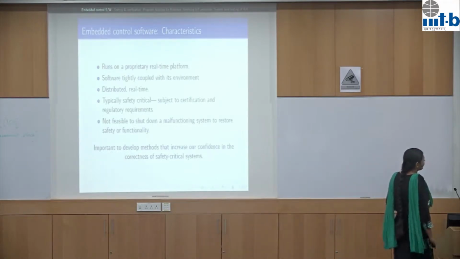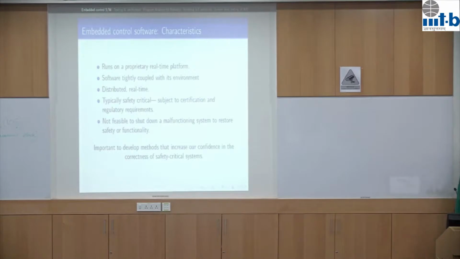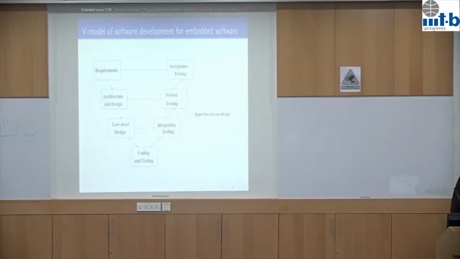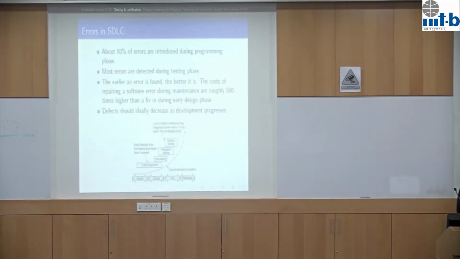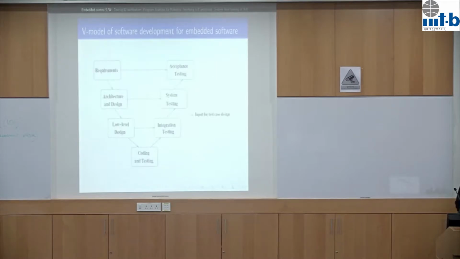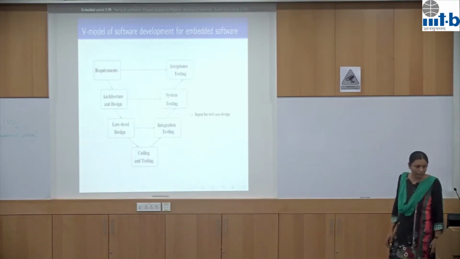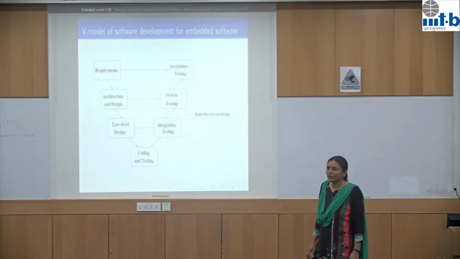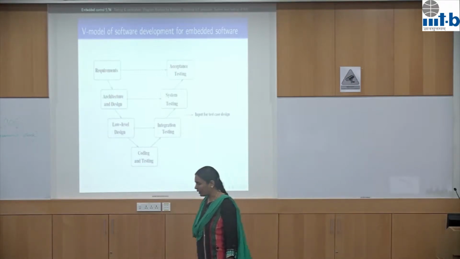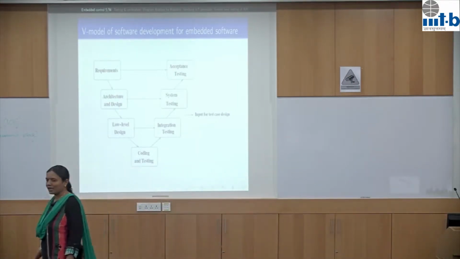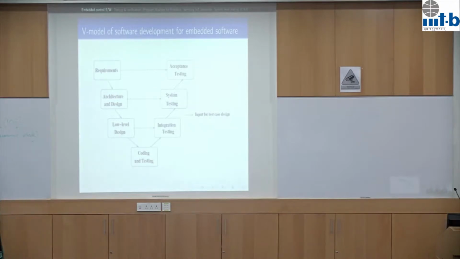So it's been known for many decades, and this is a very generic statement, that it's very important to develop methods that increase our confidence in the correctness of safety critical systems. Maybe I'll come back to this, or maybe I can go through it. These days the buzzwords in software development are Agile, Scrum, XP, and stuff like that. Those are just process level things.